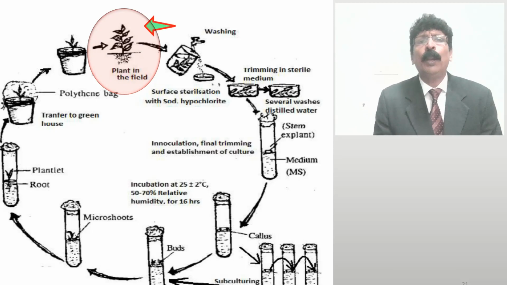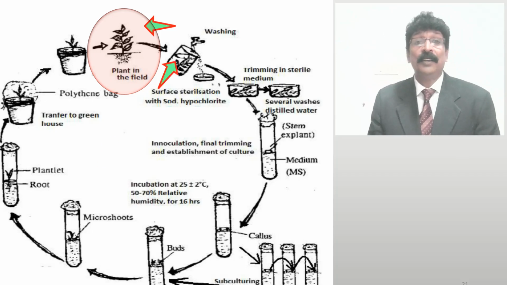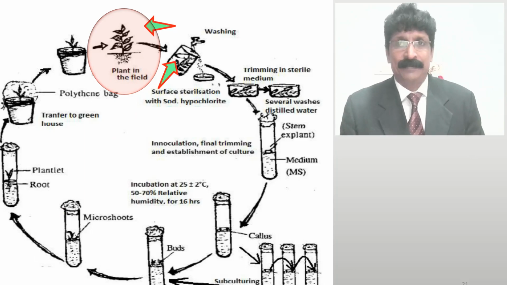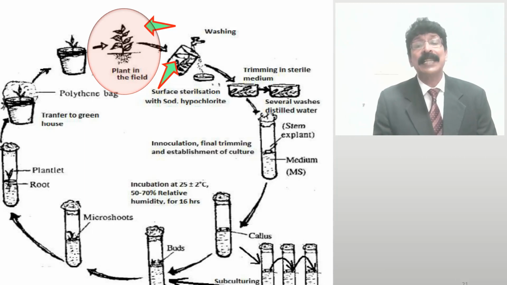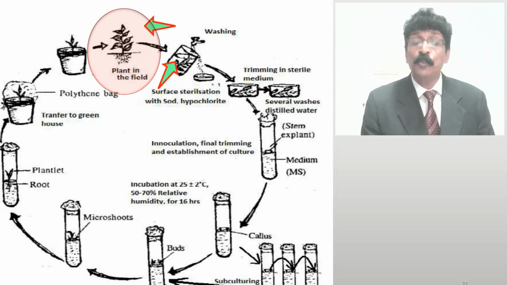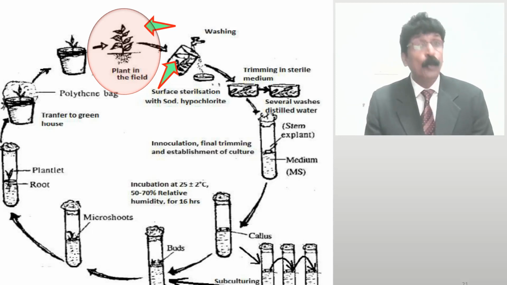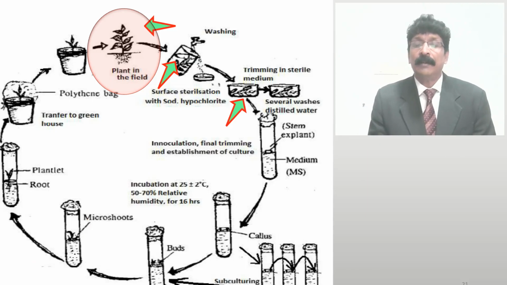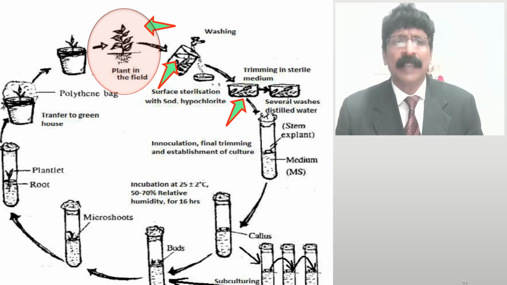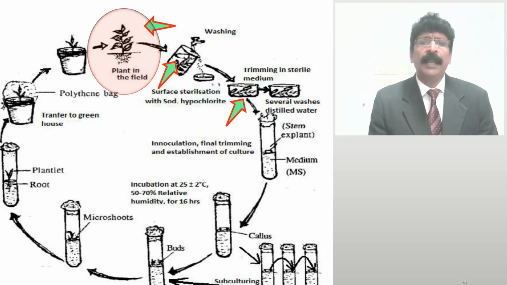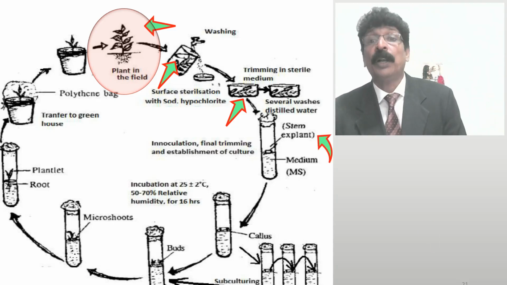You are preparing one explant from this plant, washing it, surface sterilization with what? Sodium hypochlorite. Even mercury compound can also be used. And trimming in sterile medium, MS medium which you have prepared, and several washes with distilled water should be done, and you have to inoculate in the medium. And you can see that in MS medium, the explant of a stem is an example. It can be a root, it can be a bud, it can be any part. Inoculation finally trimmed and established in the medium. That is what is shown here.